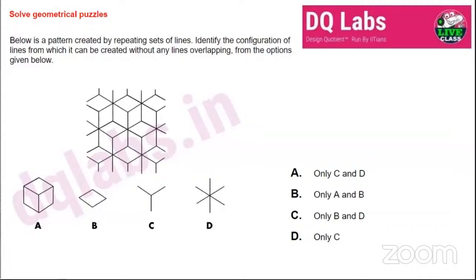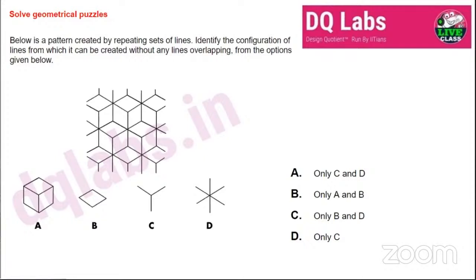Okay, guys, the next question for today. Below is a pattern created by repeating sets of lines. Identify the configuration of lines from which it can be created without any lines overlapping from the options given below. So your time of 30 seconds starts now. Time up. So the correct answer is option A, only C and D.